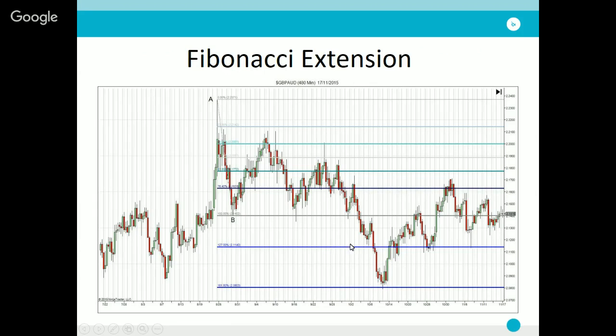And actually, we had a small reversal here, which came just shy of the 127 extension. But the proper reversal came here lower from the 161.8% extension of this initial move. So this is how you use an extension tool.